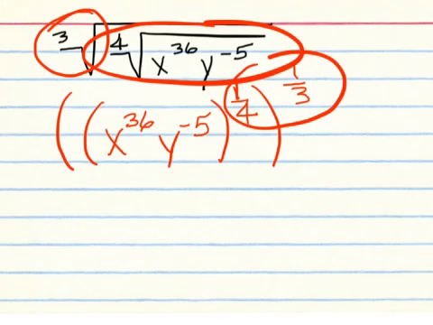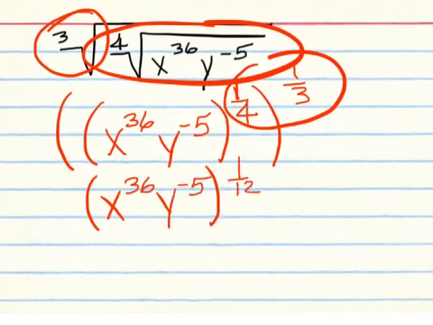Anytime you have exponents consecutively separated by parentheses, you don't add them together, you multiply. So you end up with x to the 36th power and y to the negative 5th to the 1/12th power. Now you have to distribute the 1/12th to everything inside. So x to the 36 times 1/12 would really be x to the third. 36 over 12 is 3. And then you'll have y to the negative 5 over 12 power.